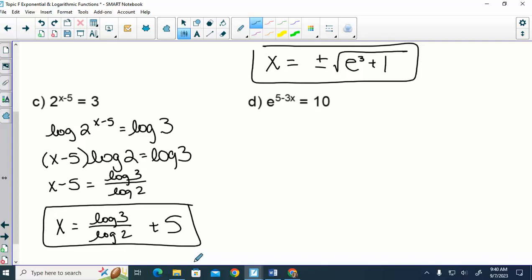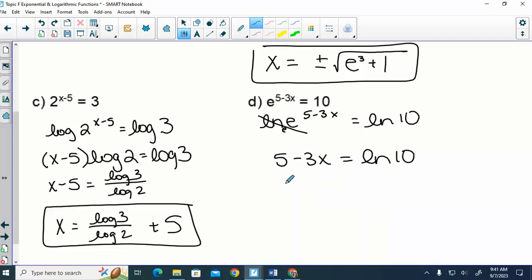So if we add our natural log to each side, the thing is, if the base of the log and exponential are the same, they actually cancel. So that natural log of e just drops out. We have 5 minus 3x equals the natural log of 10. So we can subtract our 5, divide by negative.